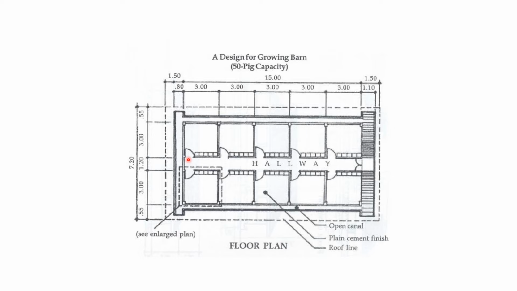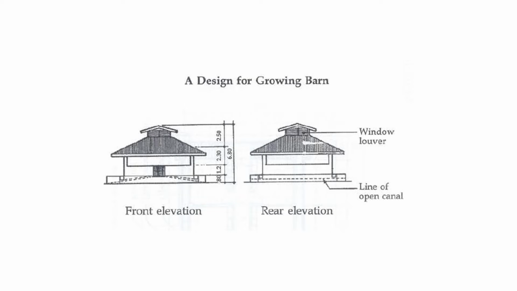So pwede mong i-house yung 1 litter dito, then another litter dito, another litter dito. So malawak na. Then yung lawak niya is 15 meters by 7.20 meters pa rin. Yung pagkakaiba lang talaga is doon sa pen na ilalagay mo doon sa housing mo. Kahit growing barn man yan, kahit farrowing barn, breeding barn, halos magkakapareho sila ng size, ng roofing type, ng height ng house. So dito lang talaga sa pens ka magkakaiba. So yun, ganito rin yung design niya, 6.80 pa rin yung height.